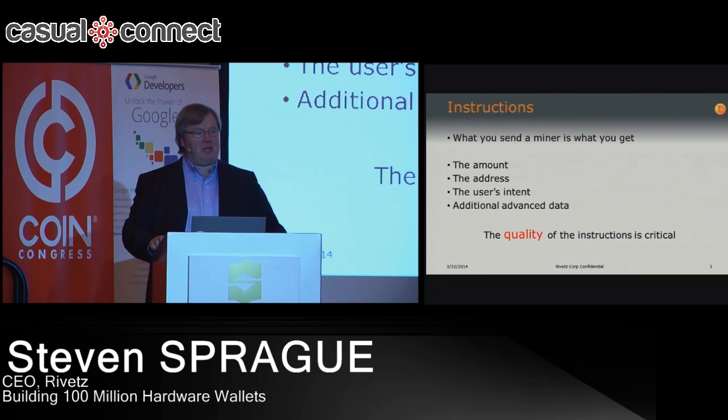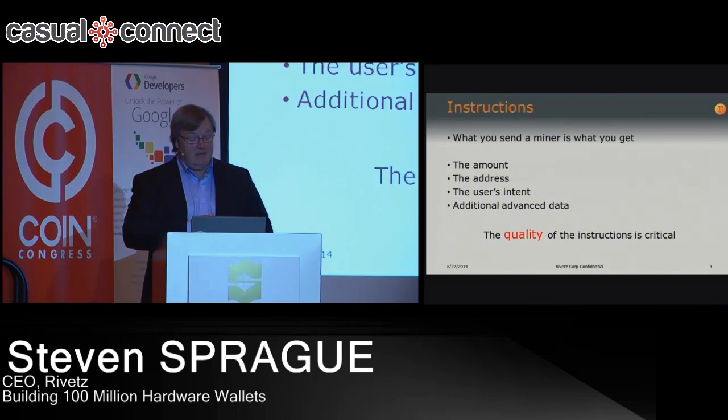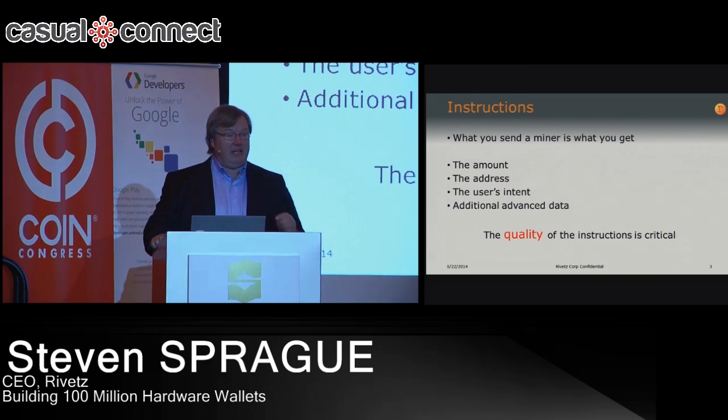I want to talk a little bit about instructions. So you've heard about the blockchain. And in the context of the blockchain, we've heard about it from many people during the course of today. What you send to a miner is what gets put in the blockchain. And so the instructions to the mining infrastructure is really important because the amount that you're going to spend, the address, and ultimately the user's intent to do that transaction are collected and sent to the mining infrastructure to be part of forming the transactions that form into the chain.